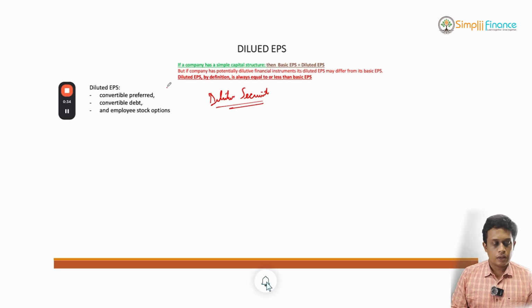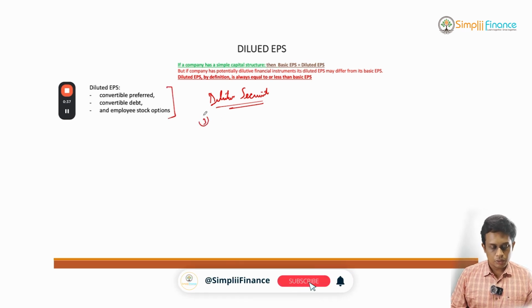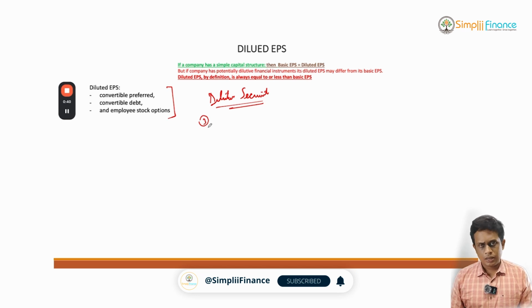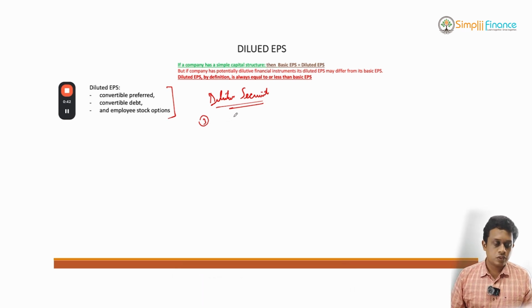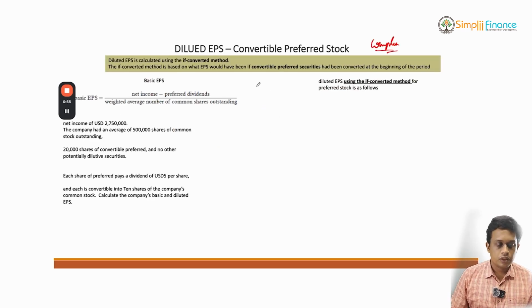According to our curriculum here, there's only 3 dilutive securities given, but in actual reality there could be many more. But for our exams, we are only expected to understand these 3 dilutive securities. First is the convertible preference shares. So let's see about them. Here in Simplii Finance, we follow a no formula approach, so we'll try to understand how to calculate this intuitively. First thing, on calculating diluted EPS, we use something called the what if converted method.